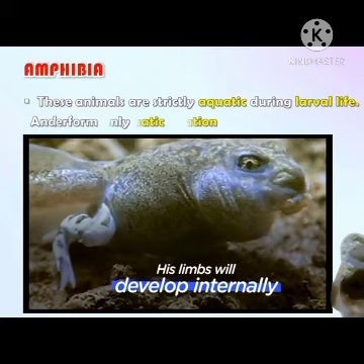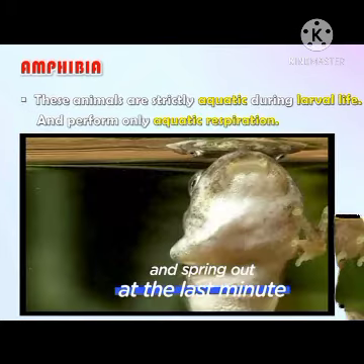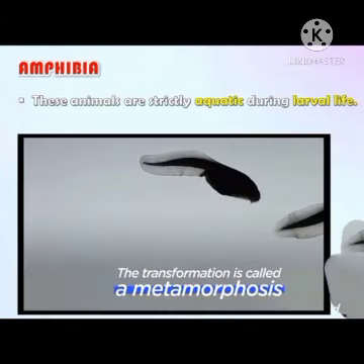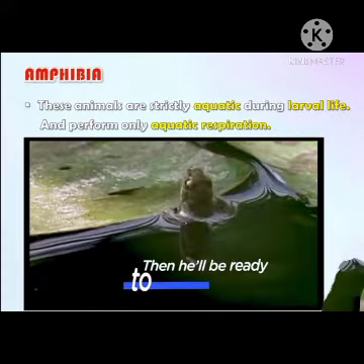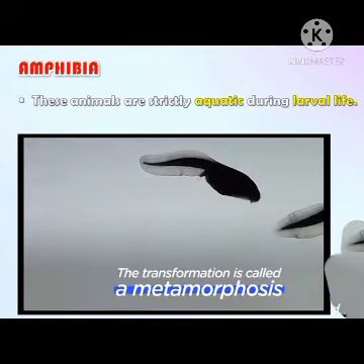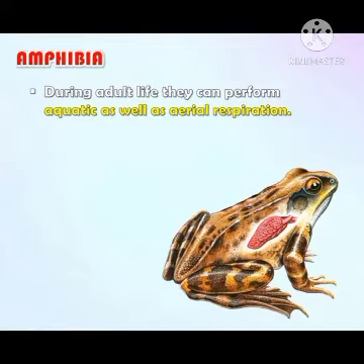Limbs will develop internally and spring out at the last minute. The transformation is called a metamorphosis. Then it will be ready to explore land. When the tadpole is growing into an adult, slowly it starts forming its legs and the tail starts disappearing.